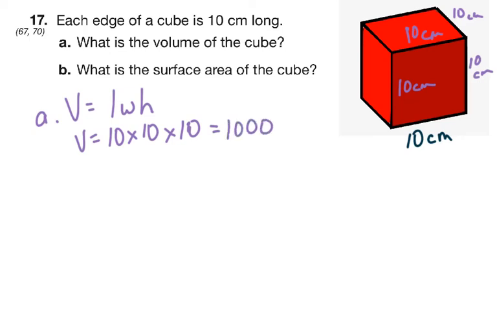Good, so you should have ended up with 1,000 and its area, so you're going to do centimeters squared. Now it says, what is the surface area? Well, we know the area of every side is going to be the same.